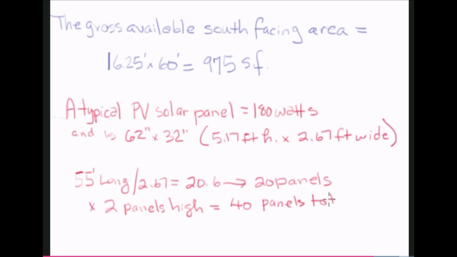Once we've calculated the total number of panels, we can determine that these panels at 180 watts will provide the total electric output of 7,200 watts or 7.2 kW.